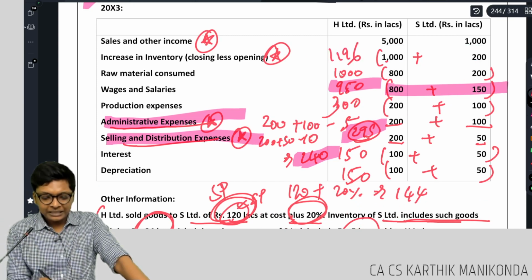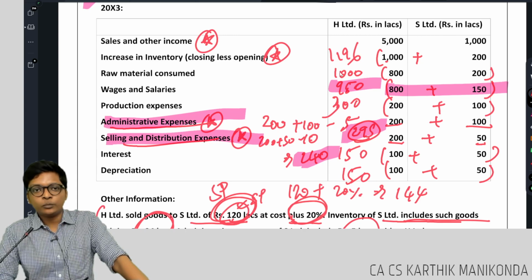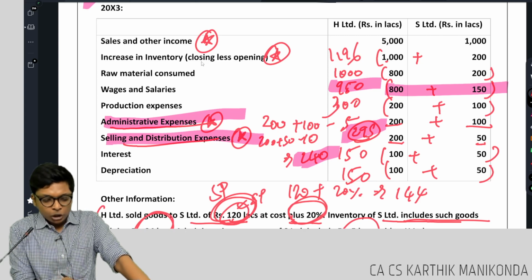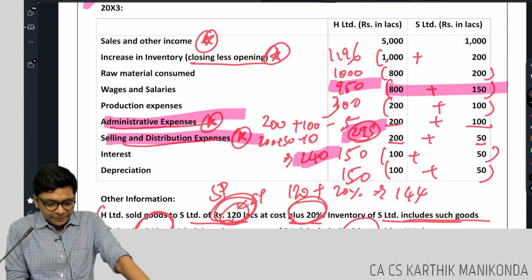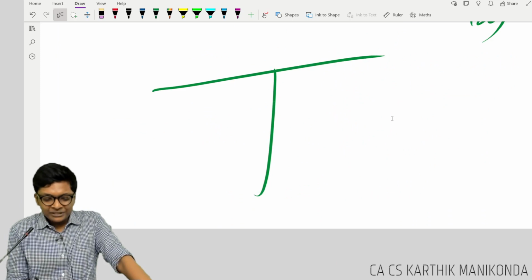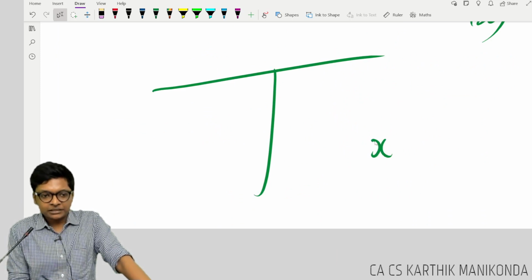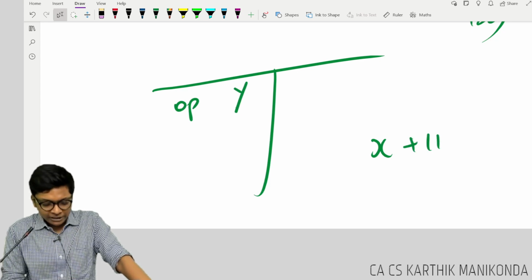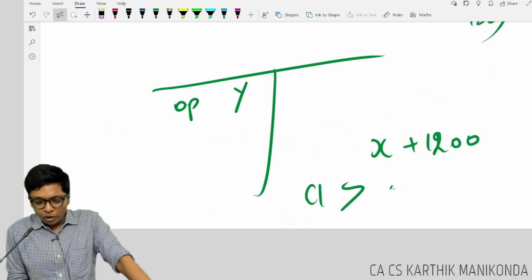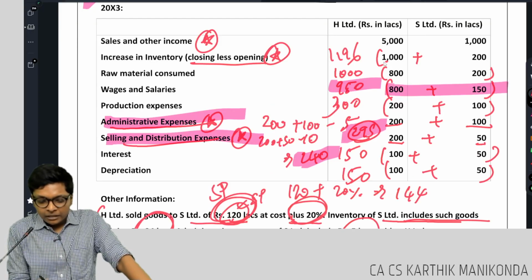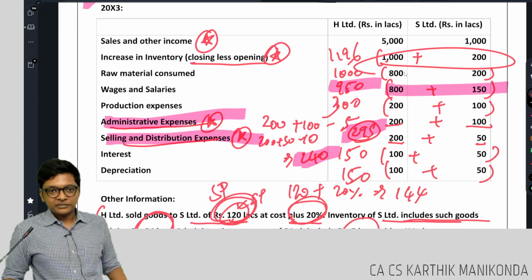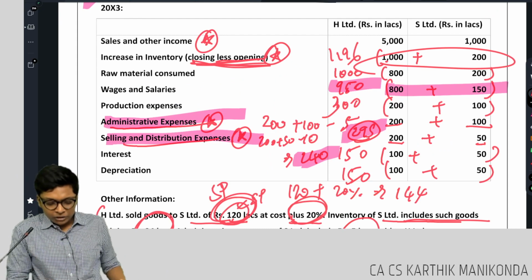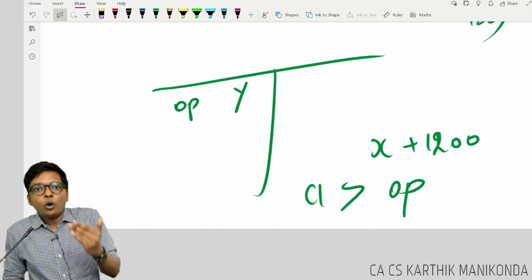We have 1196. Later you will tell me, is it with bracket or without bracket? We discussed in schedule 3 chapter discussion. Closing less opening. That means if closing is X and if opening is Y, closing less opening plus 1200 in starting. That means closing is more than opening by 1200. Closing less opening means closing is more than opening stock.